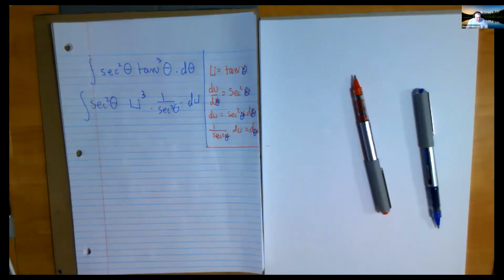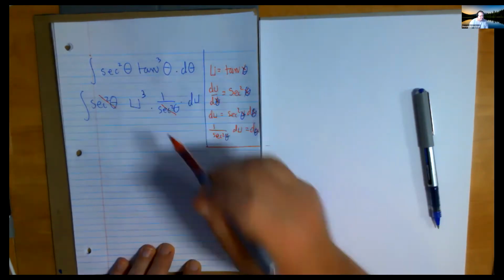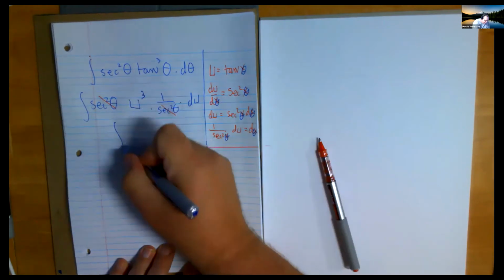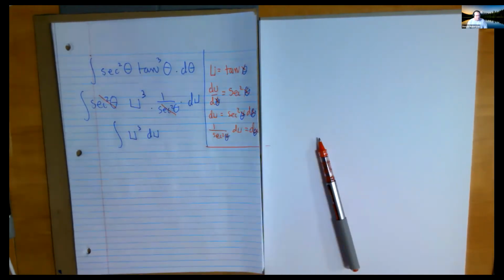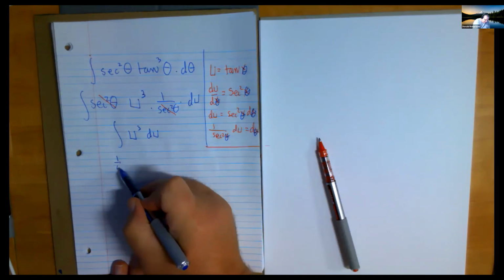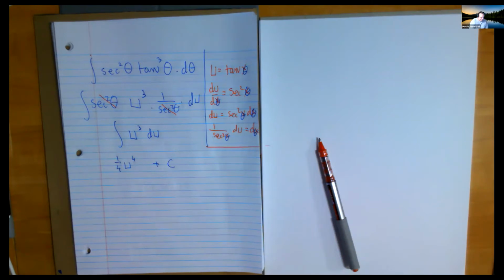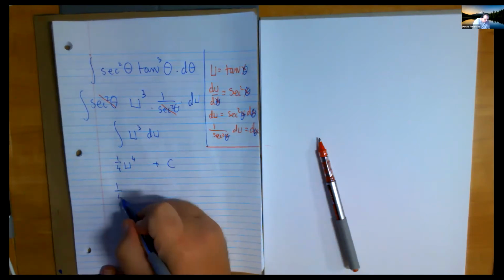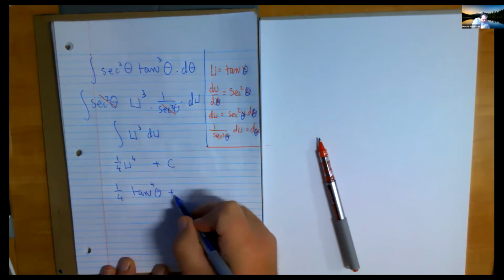Do you see something really nice here? When that happens, isn't that typically a sign I must have picked the right u? Now, in this case, add 1 to the power, divide by the new power. And then remember to return back to the thetas.